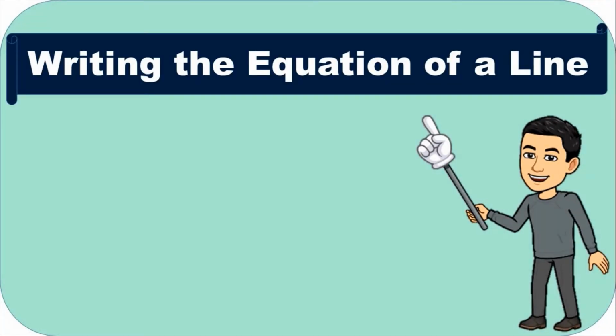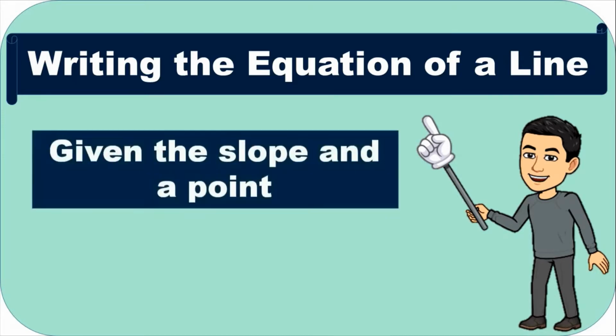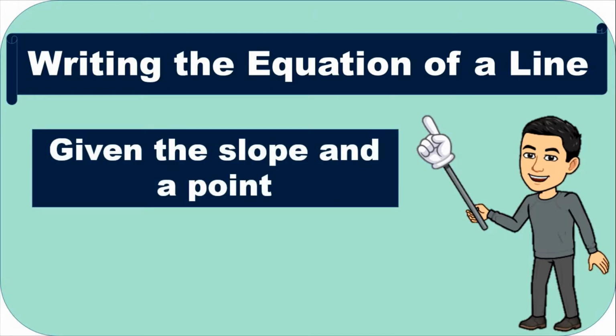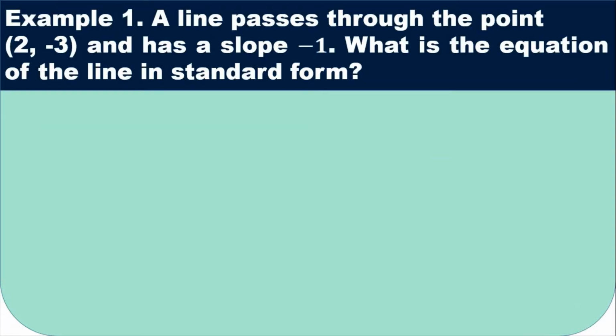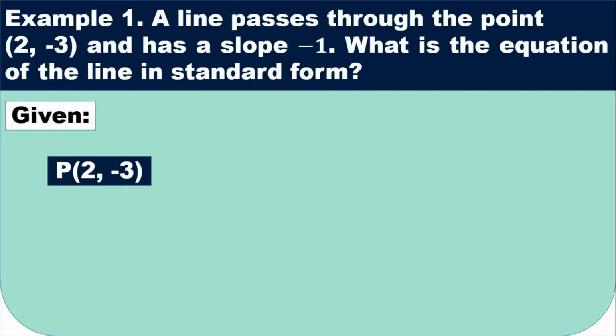Hello everyone! In this video, we will still be writing the equation of a line, but this time, we will be given the slope and a point. Let's have an example. A line passes through the point (2, -3) and has a slope of -1. What is the equation of the line in standard form? The given are a point with coordinates (2, -3) and slope which is -1.